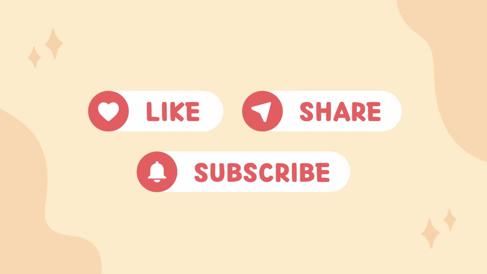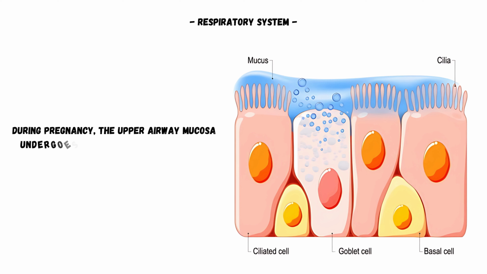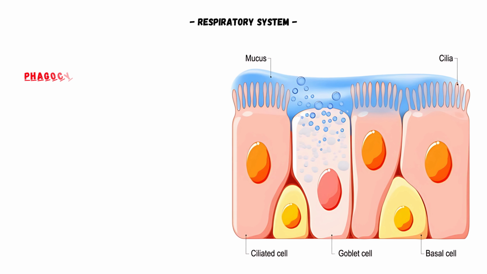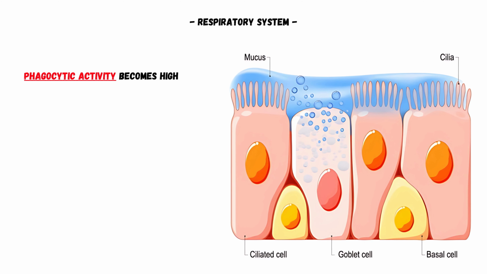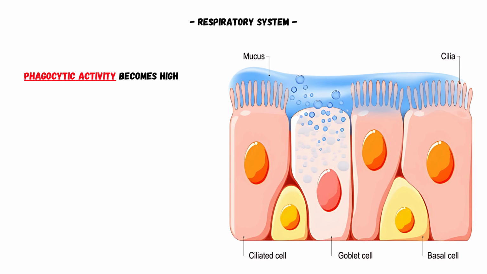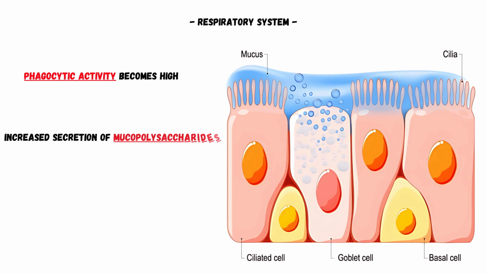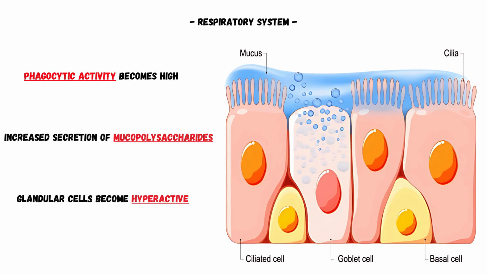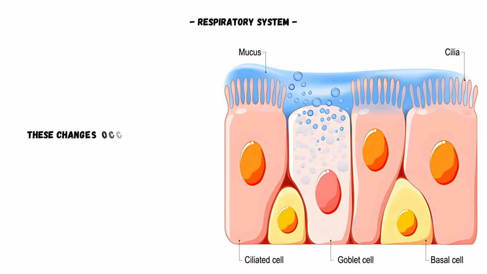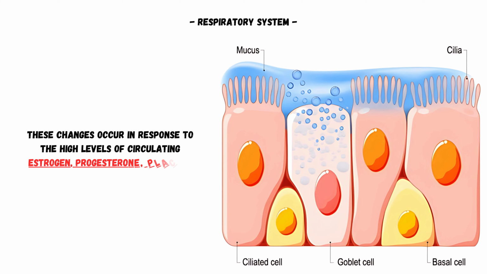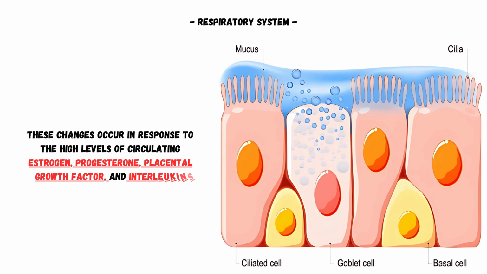So, without further delay, let's get into the business, starting with the respiratory system. During pregnancy, the upper airway mucosa undergoes several histological changes. Its phagocytic activity becomes high to prevent the mother from getting respiratory infections. In addition, there is increased secretion of mucopolysaccharides, and glandular cells become hyperactive. These changes occur in response to the high levels of circulating estrogen, progesterone, placental growth factor, and interleukins.